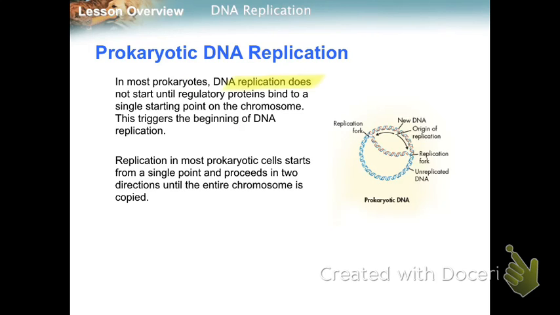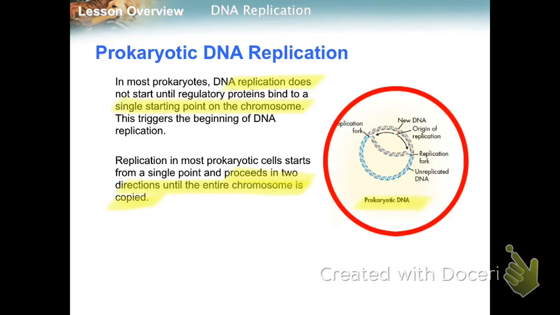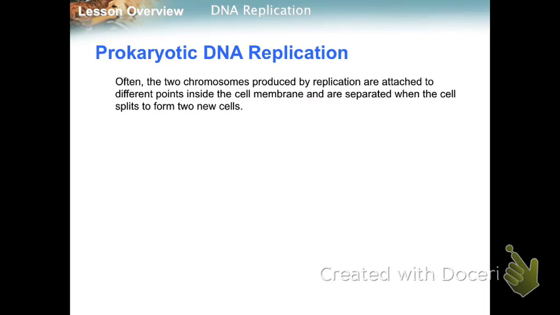In prokaryotes, replication doesn't start until regulatory proteins bind to a single starting point. It proceeds in two directions until the entire single chromosome is copied. So we have a circular chromosome in prokaryotes. We'll have two replication forks, and then the circular DNA is copied. The two chromosomes produced are attached to different points inside the cell membrane, and they're separated when the cell splits to form two new cells.